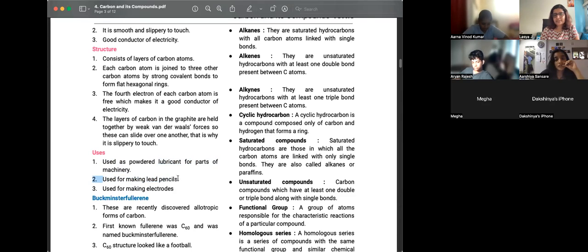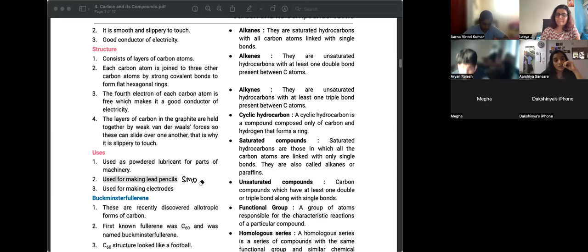Used for making lead pencils, like what part, what property, or what structure? The smooth. Can you repeat that, Ashia? You said it's smooth. It's smooth, yes. What else? Silk is also smooth, but you don't see pencils made out of silk, right? What other property? What else? Anyone?